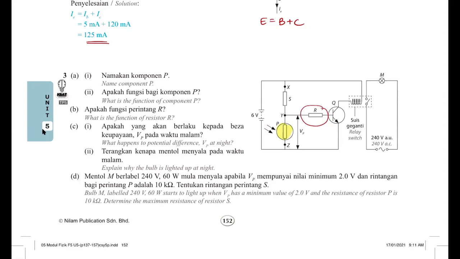In order for the switch at the base to switch on, the value of the voltage across in the base circuit should be high, kan? So that it will be able to turn on the switch and the light bulb will be able to switch on also. Okay. Number two, explain why the bulb is lighted up at night.